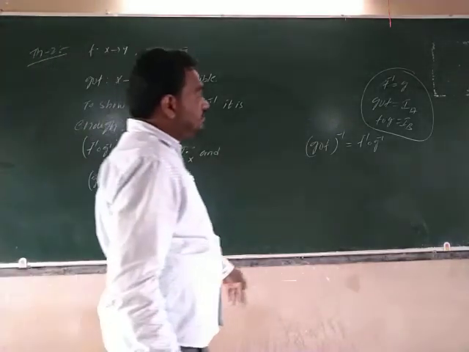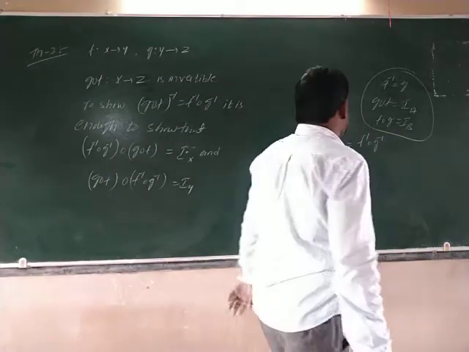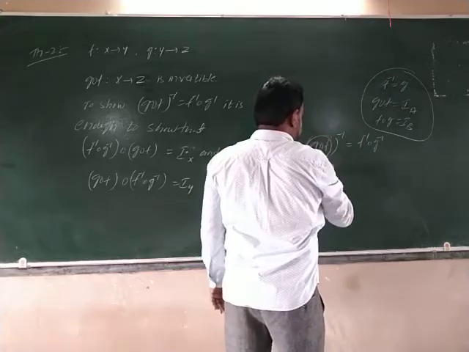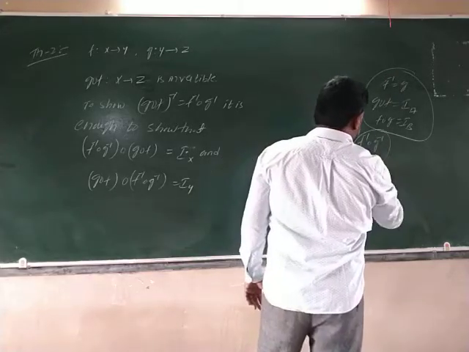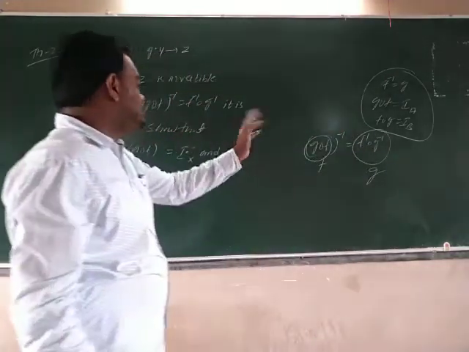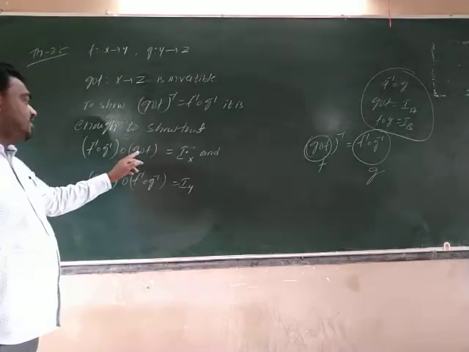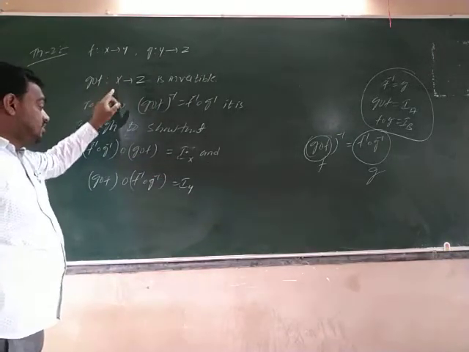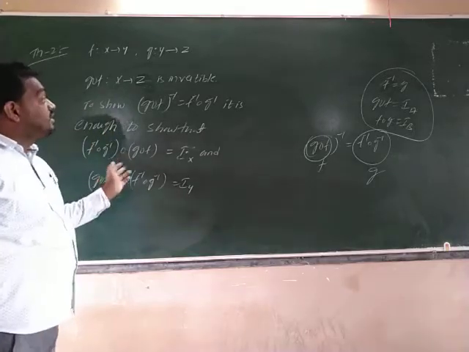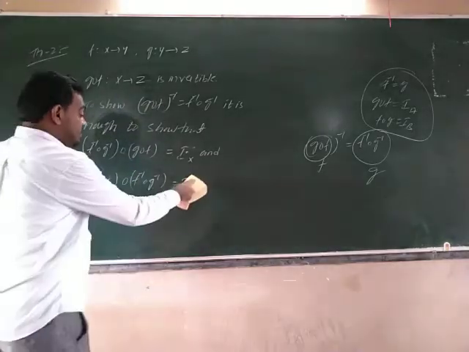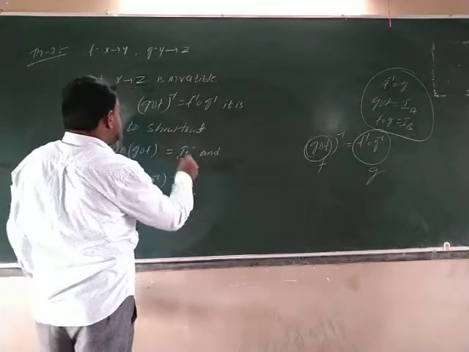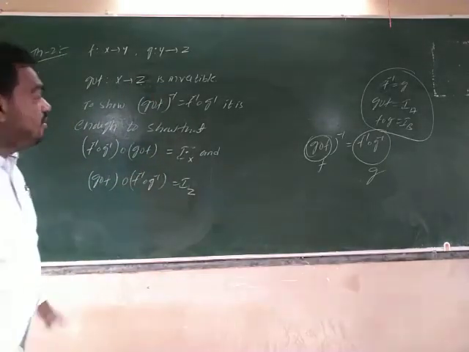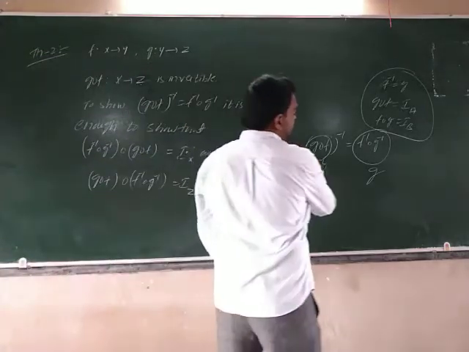What we prove? G circle F equal to I_X, X here. Next, F circle G is equal to I_Z, this is Z. So this one we have to do. How are we going to see? Simple one.